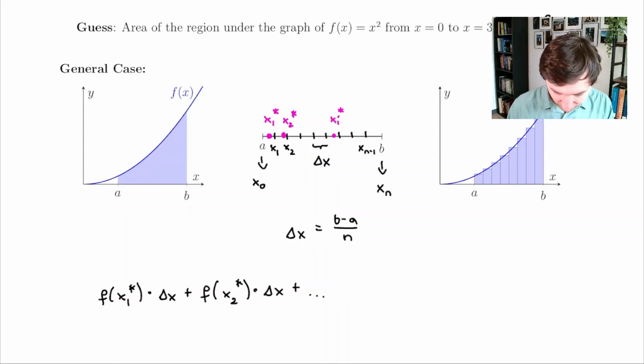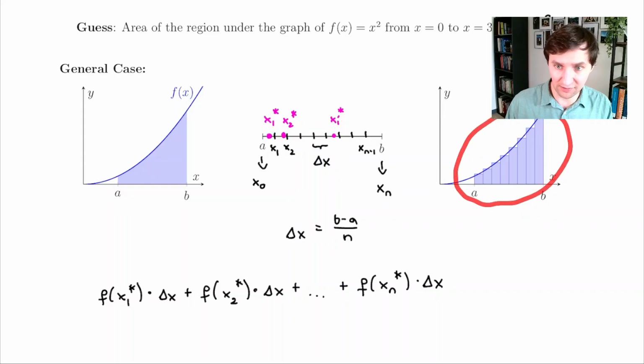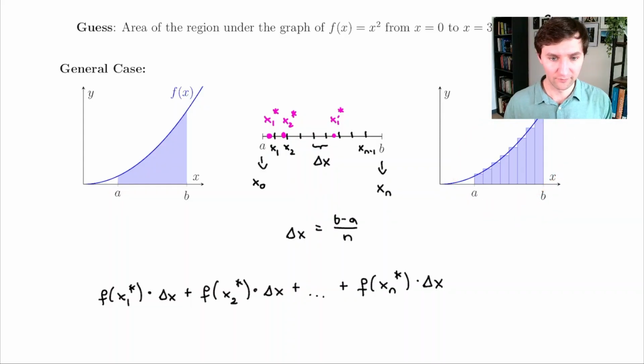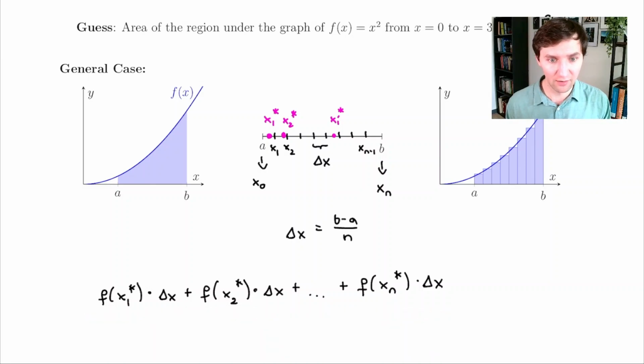This pattern continues until I reach the last rectangle. The height of the last rectangle is f of xn star times delta x. This is exactly the area of all of the rectangles you see on the right side. This is a long computation involving many terms. Thankfully, these terms are very similar.